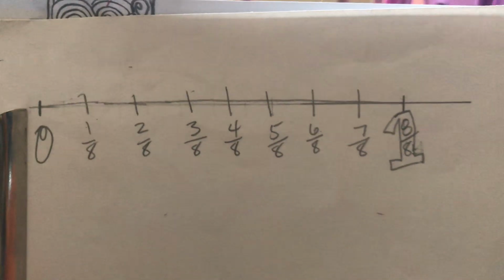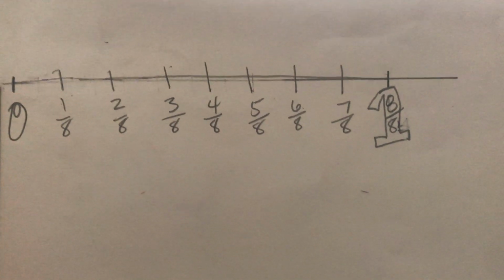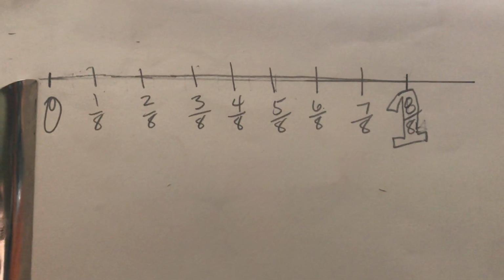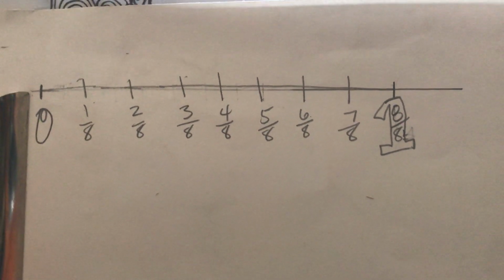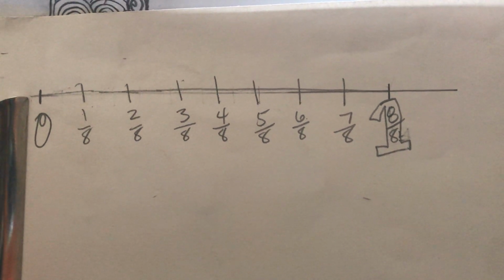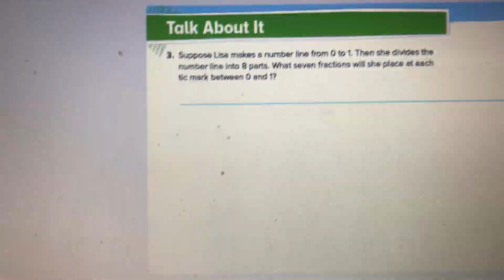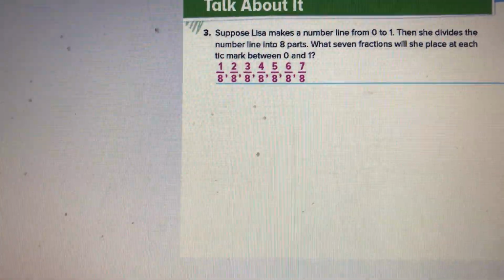Think about it like this. There's 0 to 1, and each part's divided by the denominator into 8 parts. So look at the fractions she's going to use. Probably 1/8, 2/8, 3/8, 4/8, 5/8, 6/8, and 7/8. Okay, you guys can go ahead and add those.